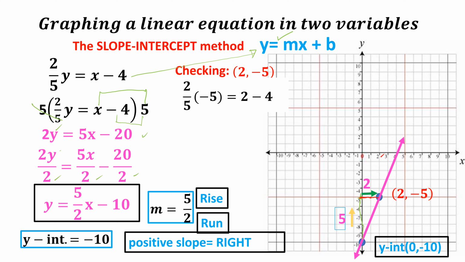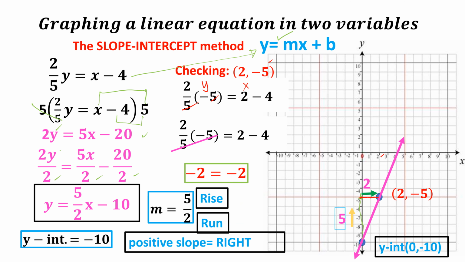Using the original equation, 2/5, and this is our y, and our y is negative 5, is equal to 2 because our x is 2. So therefore, you know that 5 and negative 5 can be cancelled. So therefore, it is now negative 2 is equal to 2 minus 4, which is negative 2. Okay, so far, the left term is equal to the right term.